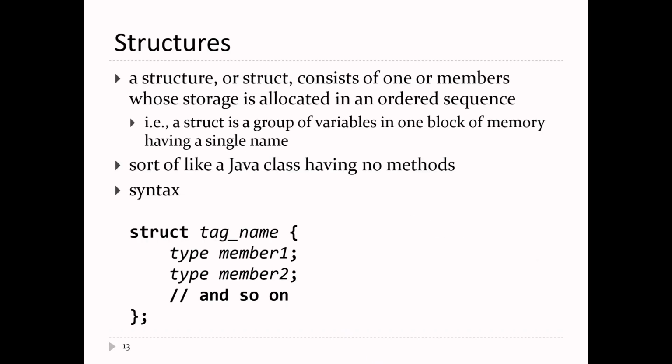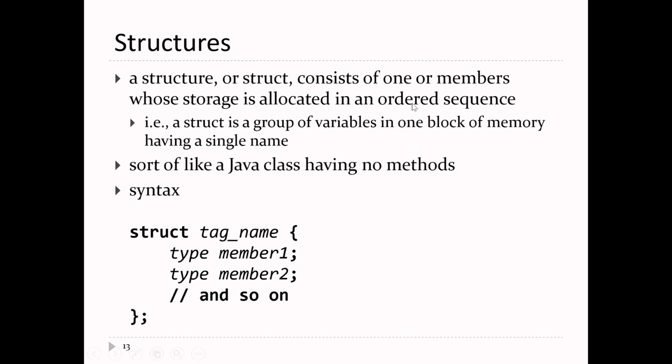Now, what are structures? So a structure in C, or a struct, is kind of like a Java class that has no methods. In other words, it's sort of like a Java class that just has some fields. That's sort of what it's like. So a structure or struct consists of one or more members, those are just variables, whose storage is allocated in some ordered sequence.